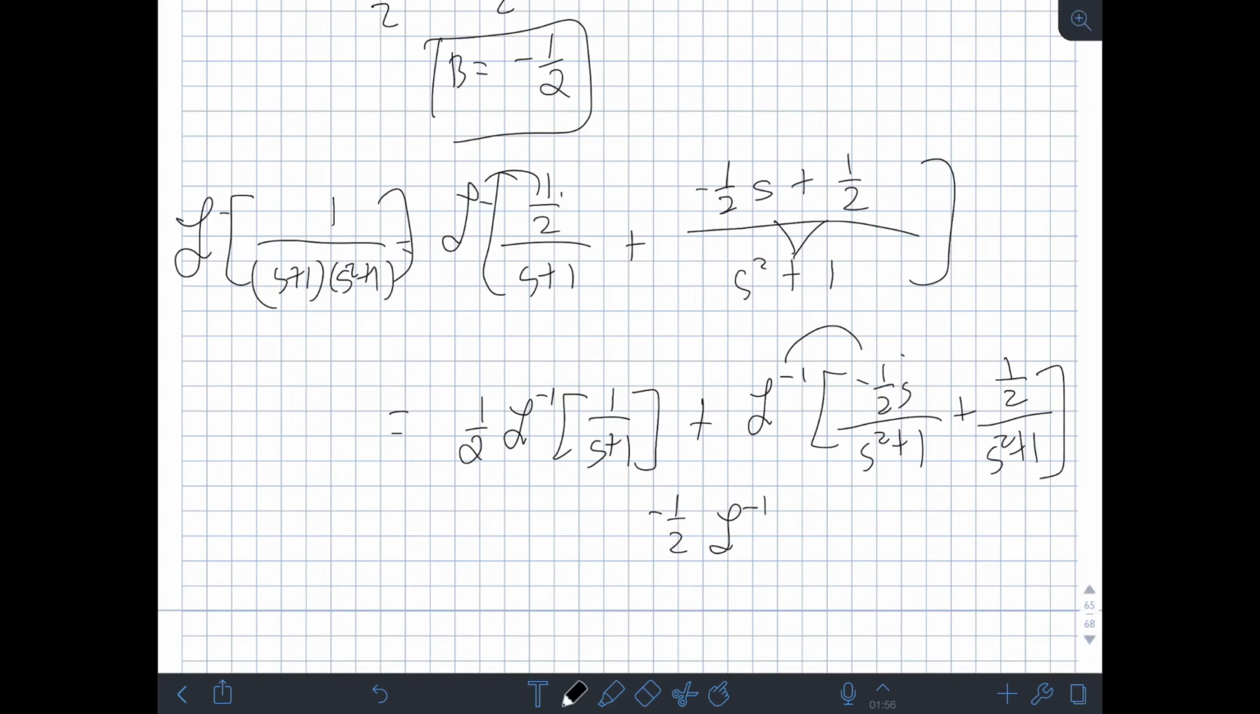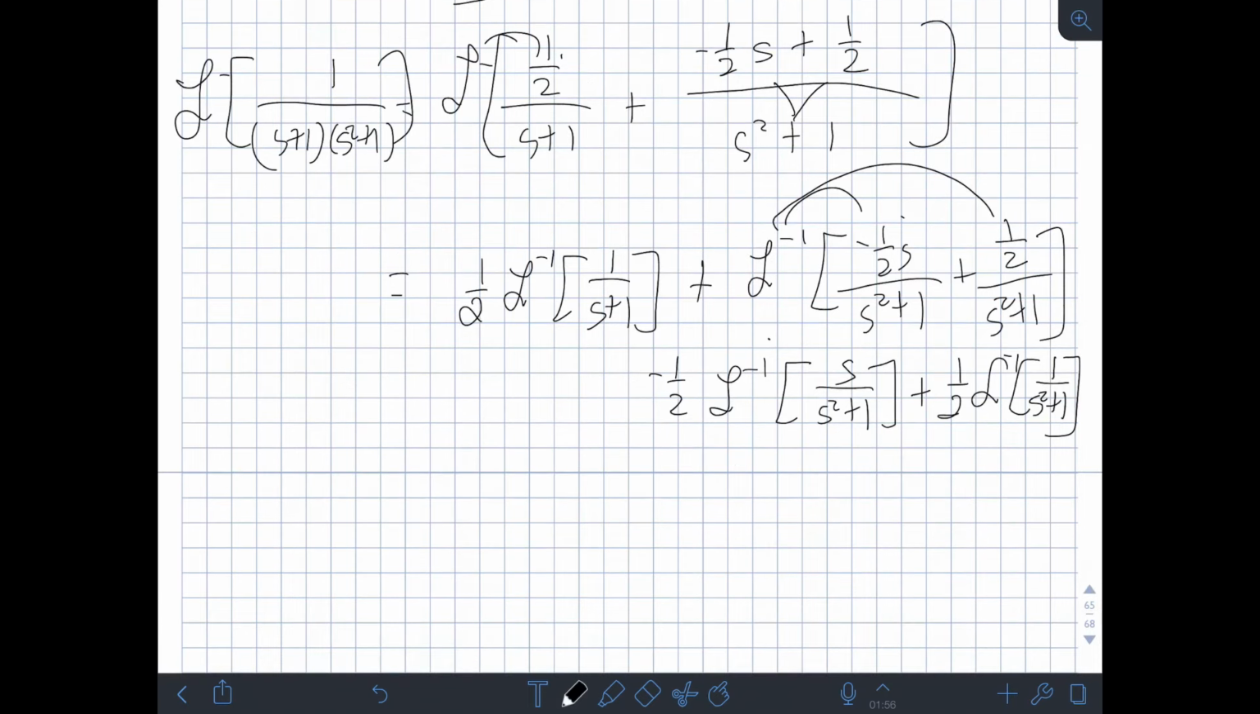Itong negative 1 half, igilid ko. So, hanapin na lang natin yung inverse Laplace transform ng s over s squared plus 1. And then, dito, sa 1 half over s squared plus 1 plus 1 half igilid, inverse Laplace transform na lang ng 1 over s squared plus 1. So, therefore, hanapin na lang natin yung inverse Laplace itong tatlo.